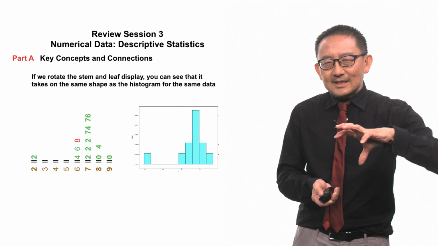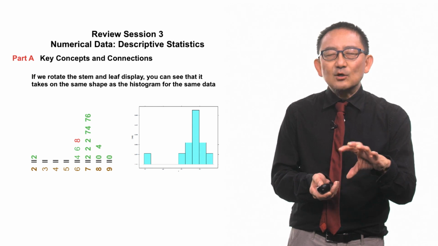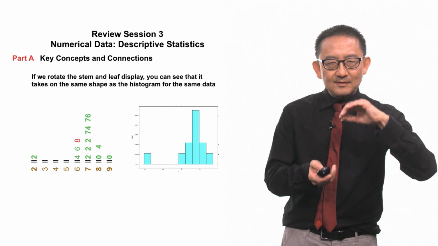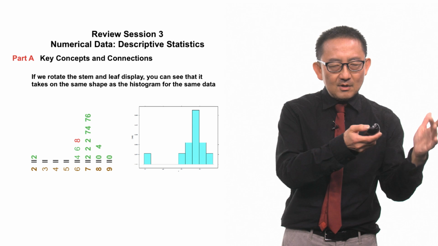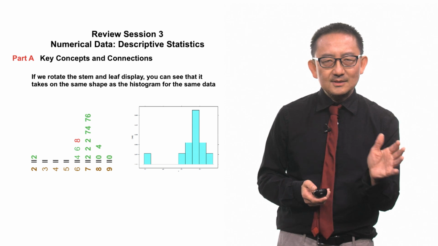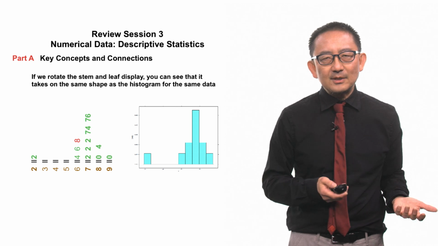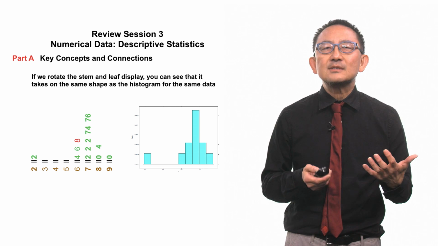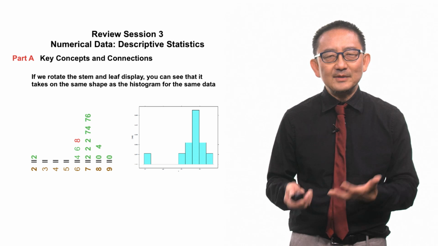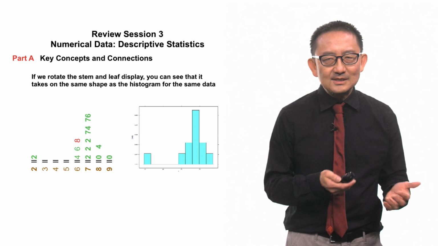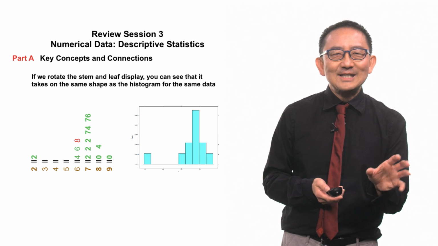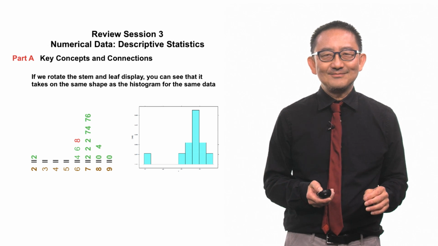Now, if you take that stem and leaf display and rotate it, take a look at what happens. We have all of the same numbers that we had in our stem and leaf, but if we rotate it to the side and look at it in comparison to the histogram, the shape is precisely the same shape. It gives us the same information, which is interesting. So in some ways, the stem and leaf display is simply a rotated histogram.